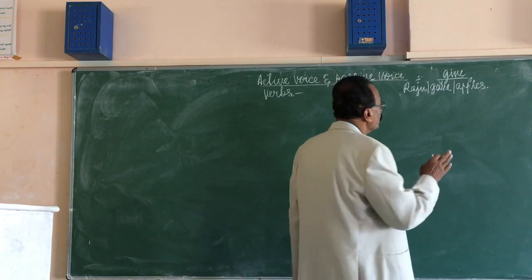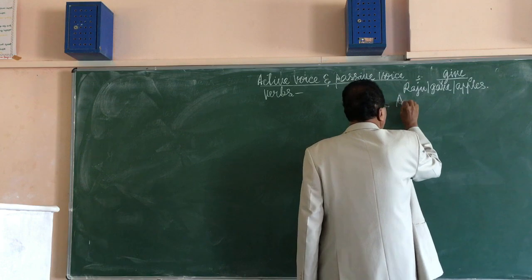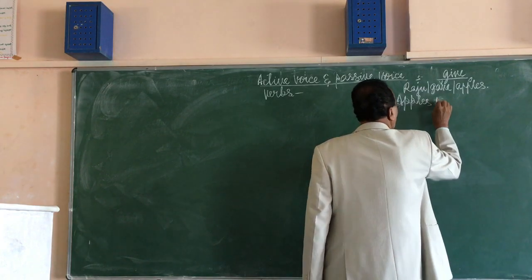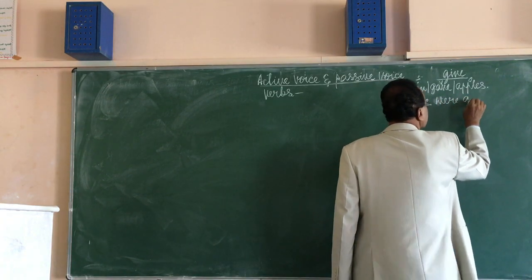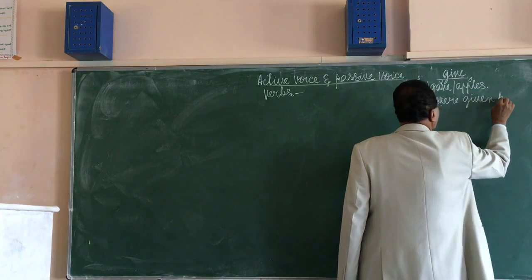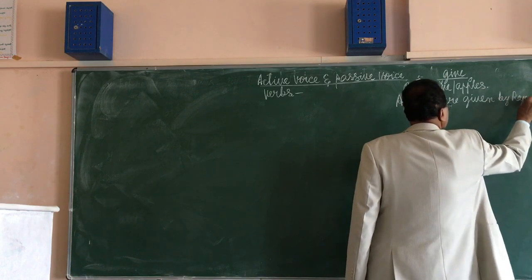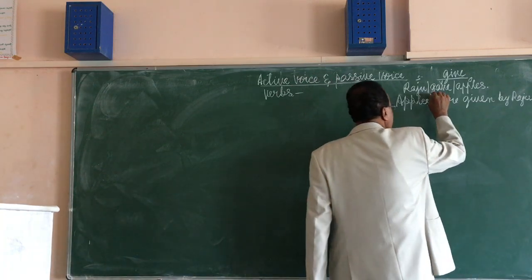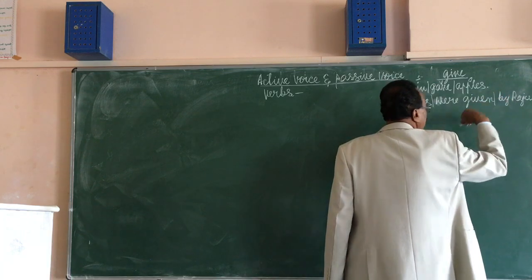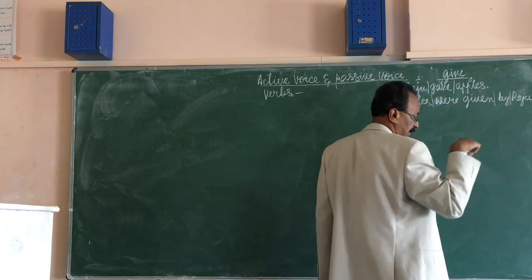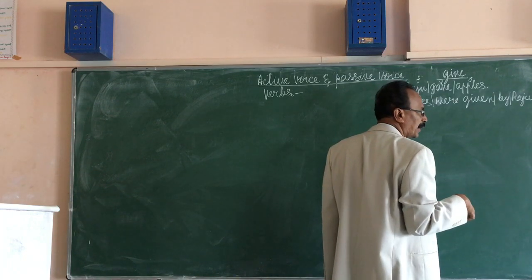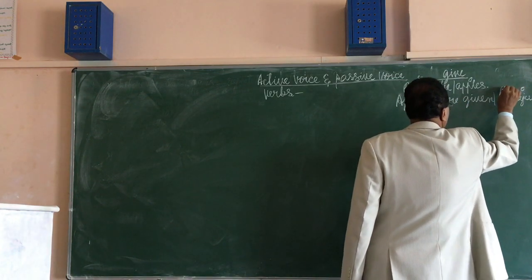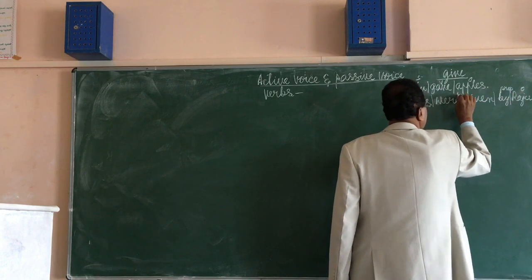Now look at this. The same sentence can be written in this way. Apples were given by Raju. Here, apples becomes the subject. Were given becomes the verb. By is an additional part. It is a preposition which shows the connection between this verb part and the object part. So, it is a preposition, it is an object, it is the verb.